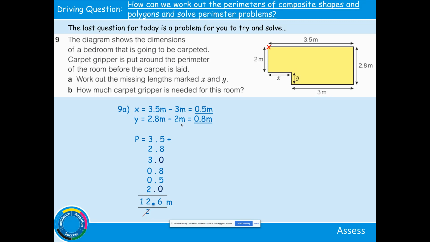Okay, if you need to go back over these questions, please do so. It is a little bit tricky, especially when you're trying to find the mystery distances. And then you have to incorporate that into finding your perimeter. Okay, it might be worth going through again.